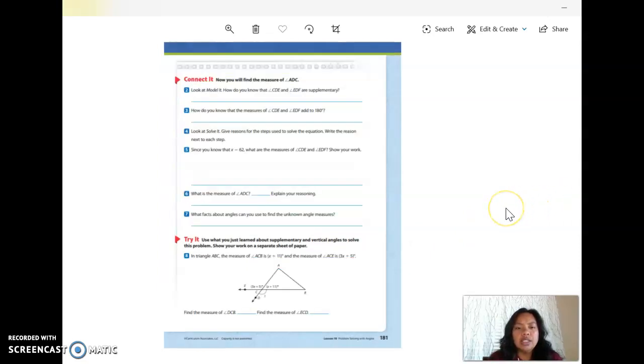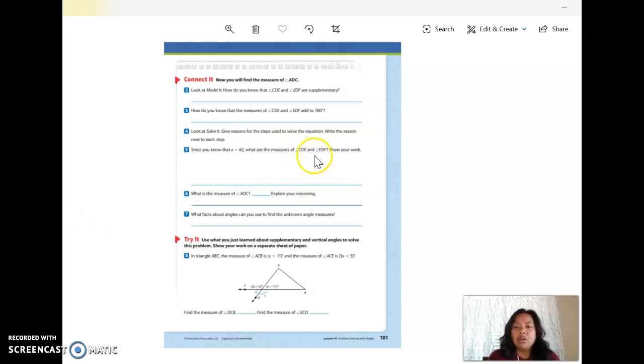The next one, it says, since you know that x equals 62, what are the measures of CDE and EDF? Show your work. I don't want you guys to show your work on your computer. Just go ahead and show your work on a separate sheet of paper. You don't have to worry about turning it in or anything, but show your work, get practice at it.